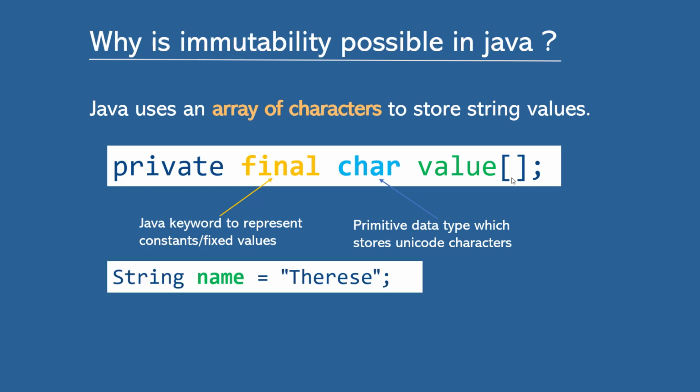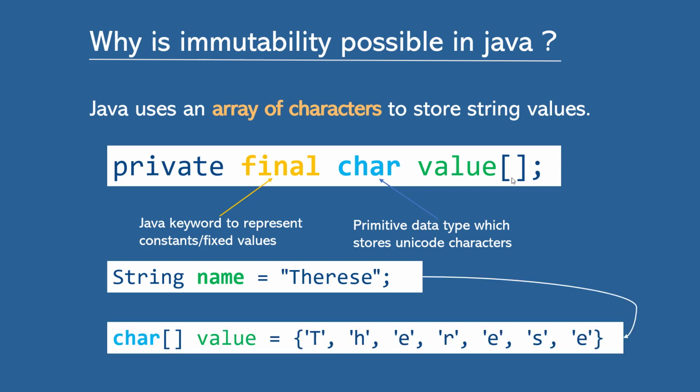If I create a variable as such, String name equals Teres, this is how Java is going to store it behind the scenes. It's going to store it as an array of characters. As you can see here, each character is in single quotes. So that's how it's going to store it. And by this, we cannot change it. So that's an explanation for the immutability of strings in Java.